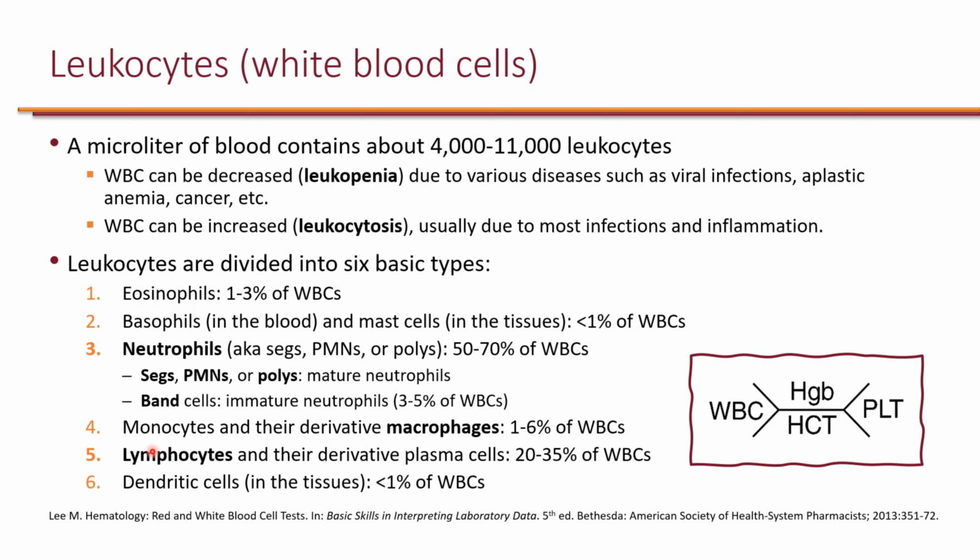Now, other types of leukocytes include monocytes, and they actually progress to become macrophages, and those are 1 to 6% of white blood cells. And then we have lymphocytes and their derivative plasma cells, and a big portion of white blood cells are lymphocytes, and they have an important role in developing memory. But also they have a big role when it comes to viral infections, and of course they are also important in other types of infections, including bacterial and fungal infections. And lastly, we have dendritic cells, less than 1% of white blood cells.